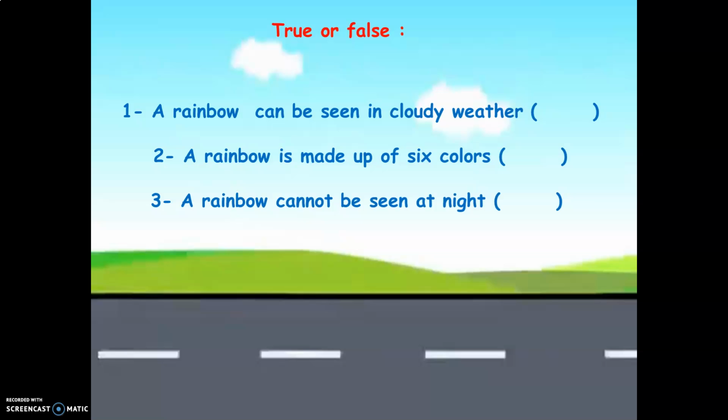A rainbow can be seen in cloudy weather. Of course, false. 2. A rainbow is made up of 6 colors. Of course, false. 7 colors, not 6. 3. A rainbow cannot be seen at night. Yes, this is true. So, false, false, true.